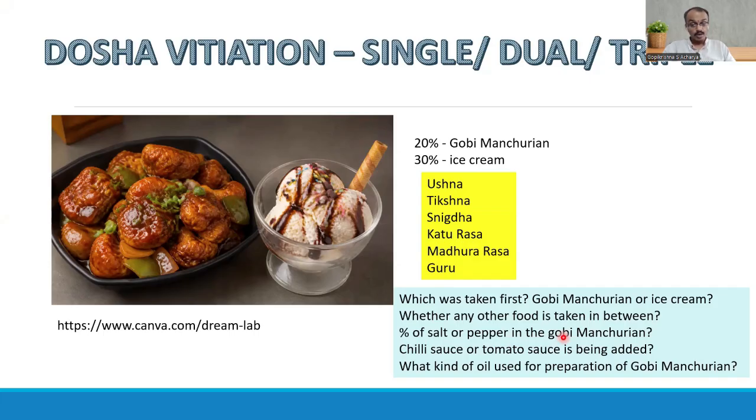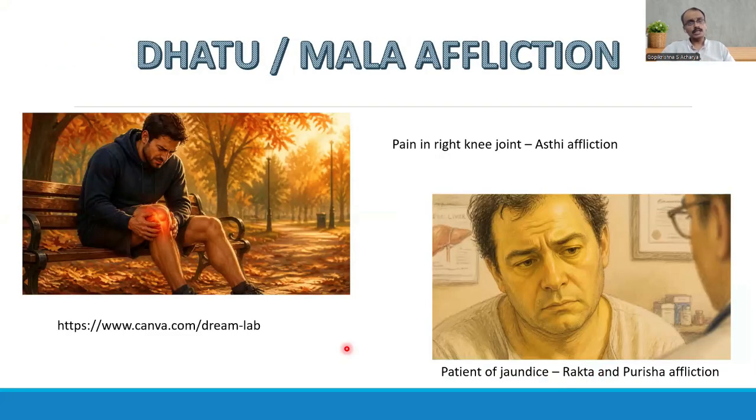Whether chili sauce is being added or tomato sauce is being added, that may lead again to pitta dosha vitiation. What kind of oil is being used for the preparation of gobi Manchurian? Whether it is sarsha taila or groundnut oil, etc. So that will be deciding the pitta dosha increase in the body. In this way, we are going to look into the nature of the dosha vitiation depending upon the nature of Nidana Seva.